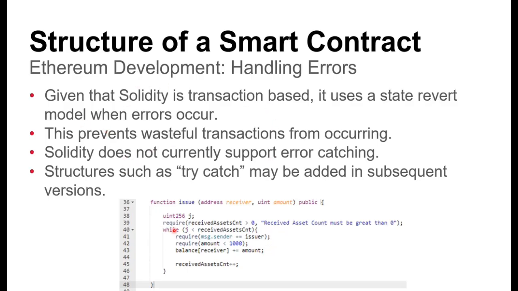Handling errors. Currently, error handling is limited to items such as require, or checking ahead of time. Structures such as try-catch may be added in subsequent versions of Solidity, but currently there is no try-catch. To prevent wasteful transactions from happening, we use require. In this case, we can see require the amount has to be under 1,000. We set that condition in order to receive a particular balance. If the require condition is not met, the transaction is rolled back.